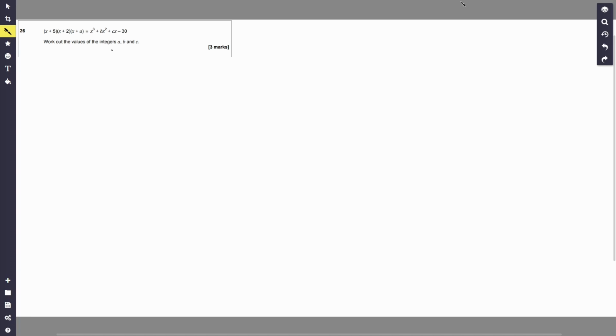Work out the values of the integers a, b, and c. Okay, so first thing I'm going to do is I need to work out what a is first, so I can expand this to find b and c. To work out what a is, I can basically say that this minus 30, because it has no x's on it, it has to be 5 times 2 times a, because those are the only ones that aren't going to have x's in it. So that means that once you expand all this out, 5 times 2 times a is going to equal minus 30. Okay, and that means I can say that a is equal to minus 3, because 5 times 2 is 10, times minus 3 is minus 30.